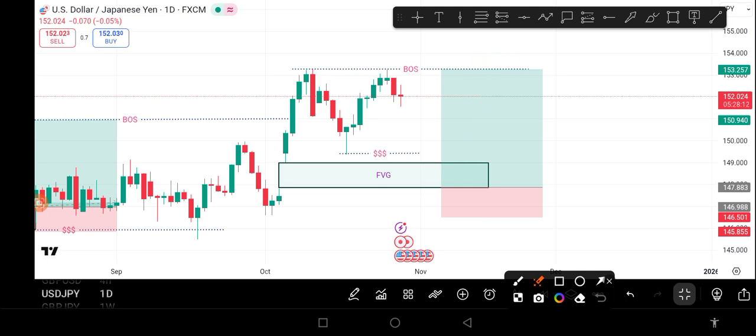So that is how I personally identify my valid break of structures. I don't mark breaks of structures without checking for a liquidity sweep. There must be a liquidity sweep, and that pullback must be a valid pullback. Otherwise, I'll not enter the trade until I check those two main things. That's how I'm able to identify my valid break of structures.